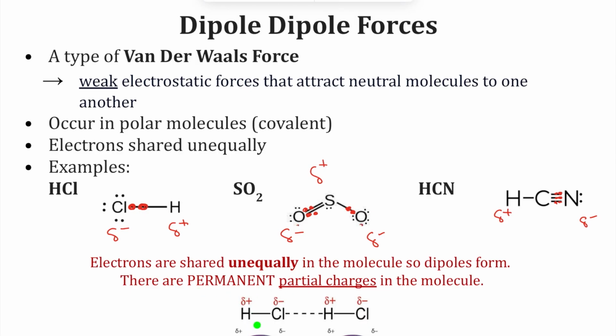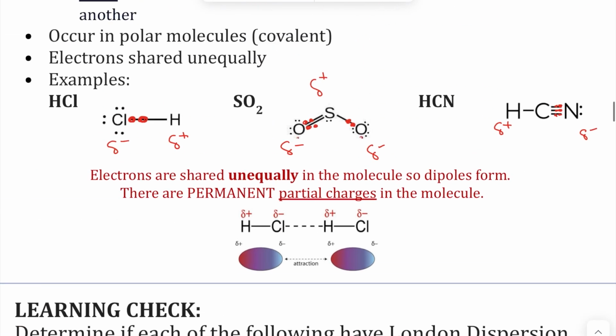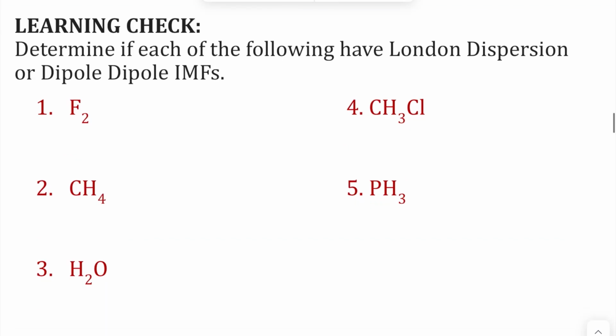Because then again, kind of like we have down here, that negative chlorine partial charge is going to attract the positive hydrogen partial charge from another atom or molecule, excuse me. All right, so these were both of our covalents. So if we are going to determine if each of the following has London dispersion or dipole-dipole, well, both of these are going to be covalent, so then we just need to look at that polarity.